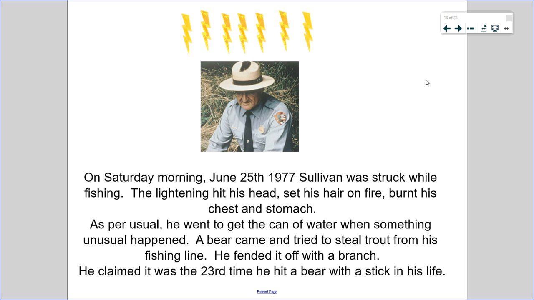he started meandering back to his truck to get a can of water when something unusual happened. A bear came out and tried to steal the trout from his fishing line. He fended the bear off with a branch.